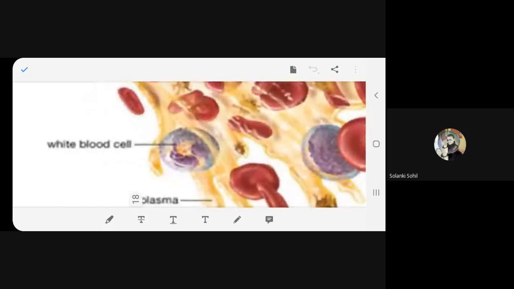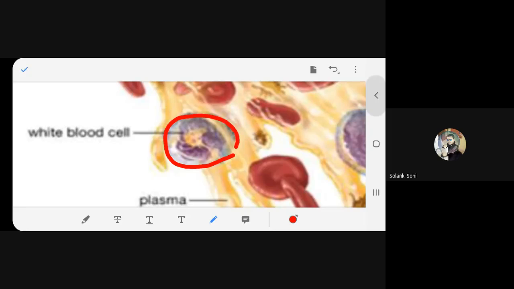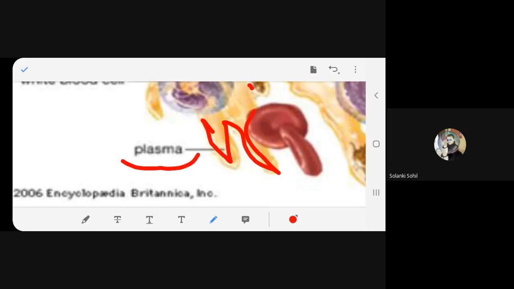Then here it is, white blood cells. Can you see this white blood cell better? Yes, ma'am. This is a white blood cell. And this yellow fluid, all of this, is plasma. Any problem, tell me?